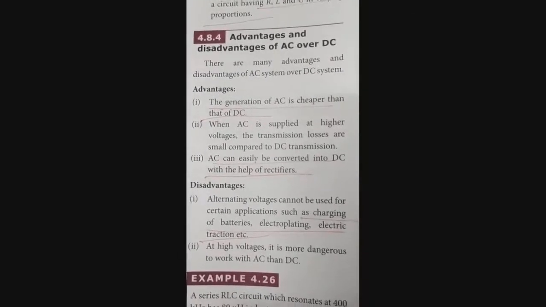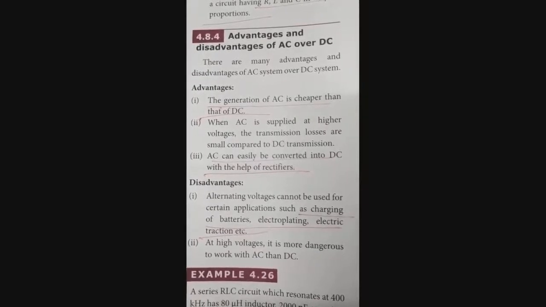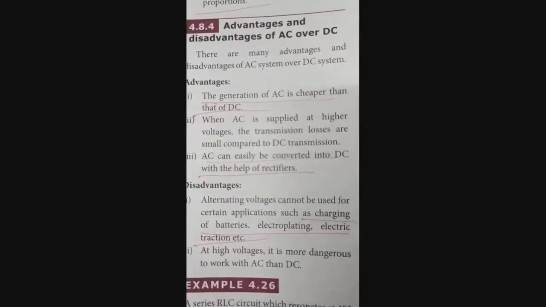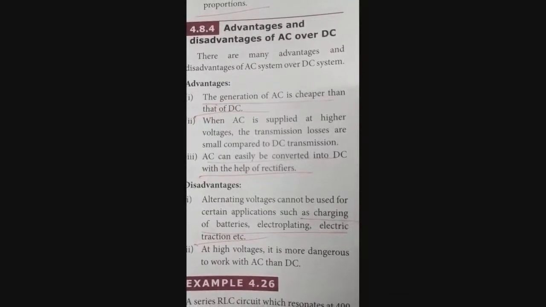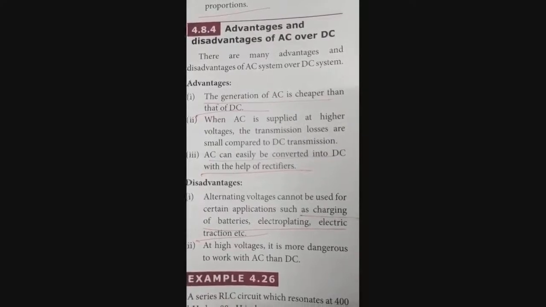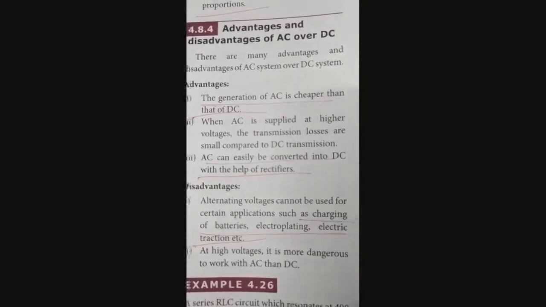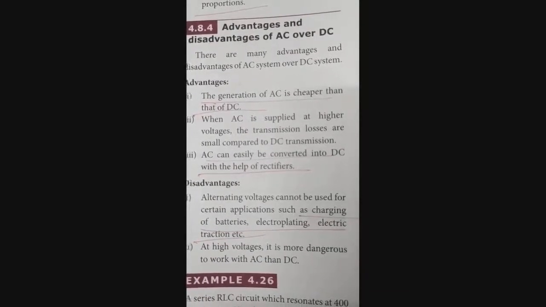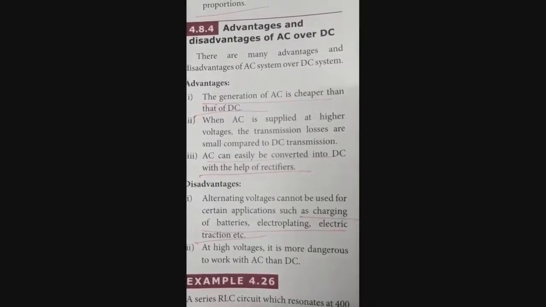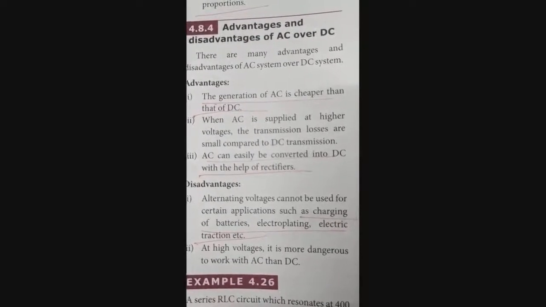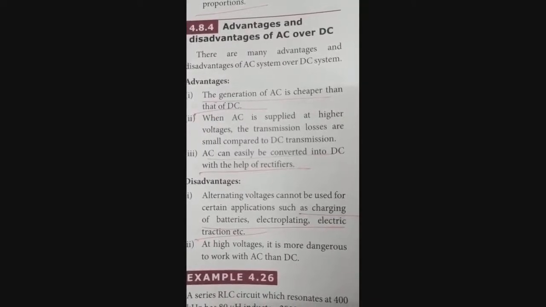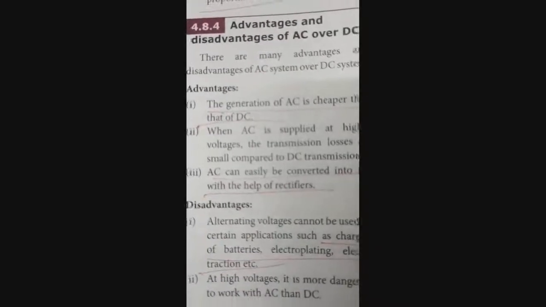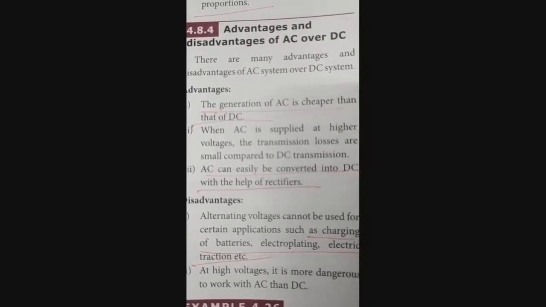When you say disadvantage, AC cannot be used in certain applications such as charging of batteries, electroplating and electric traction, etc. In such cases you need only DC. Also, at high voltages it is very dangerous to work with AC rather than DC, because AC shock is attractive, so it will attract and cause fatal damage. So at high voltages it is more dangerous to work with AC than DC. So these are the advantages and disadvantages of AC over DC.